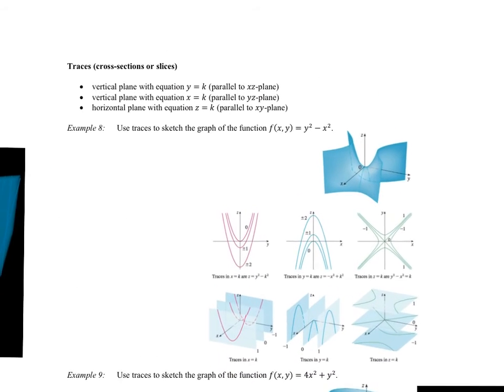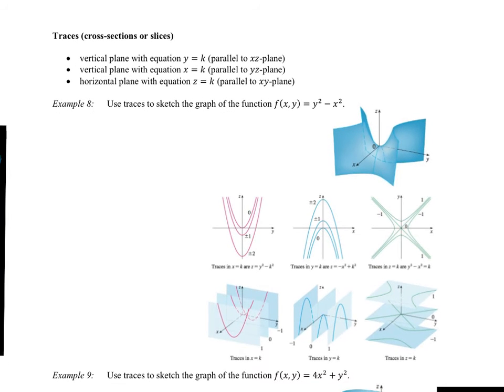All right, so in this example, we're going to talk about what's called traces or cross sections or slices. Basically, when we start to visualize a particular surface, it may be helpful to think about it like what I was talking about in the last one, where we let one of the variables be a constant. So we let that not vary anymore, and we look at what happens to the other two variables, how they interact, what shapes they form, and then we put them together.